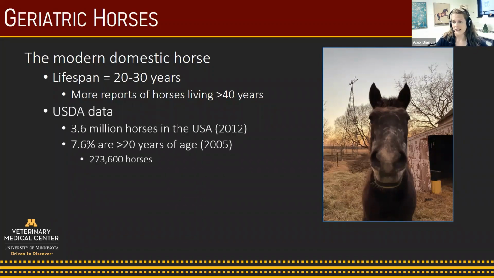If you look at USDA data, looking at all the horses in the country, the most recent data is really 2005, so a little bit older now, but in 2012, we had 3.6 million horses in the United States, and almost 8% of the horses were 20 years of age or older. So that's 300,000 horses in this country that we're talking about. So it's a big population that needs to be considered.